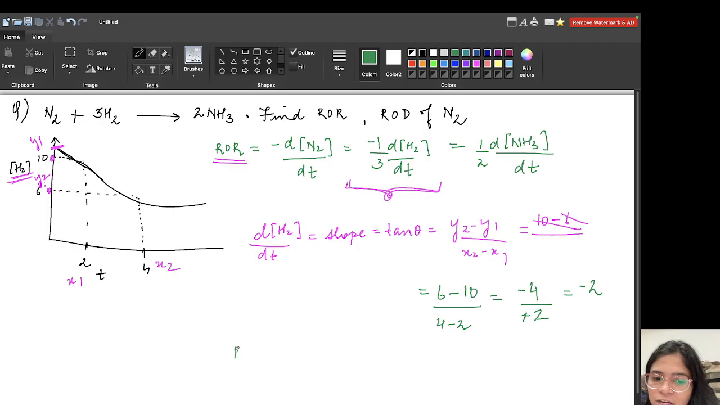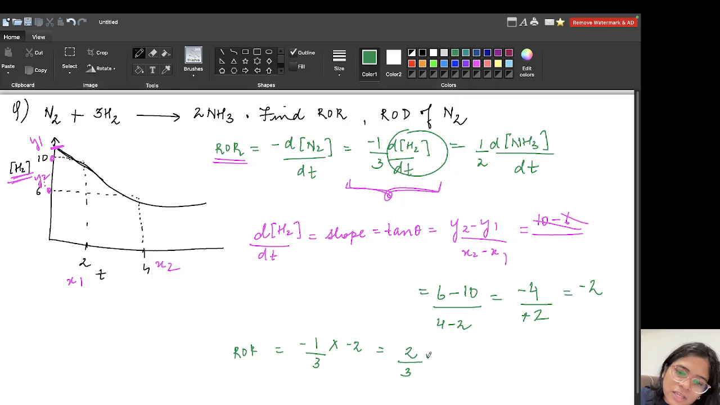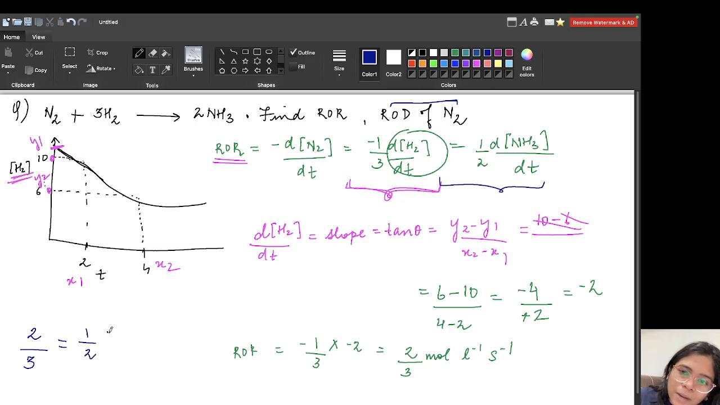Now how do you find the rate of reaction? Just substitute this value here. So this one will be minus 1 by 3 into minus 2, which will be equal to, minus minus becomes plus, 2 by 3 moles per liter per second. This is how you write the rate of reaction. Now what have they told us to find? We need to find the rate of disappearance. Just equate these both. So 2 by 3, which we found as the rate of reaction, will be equal to 1 by 2 dNH3 by dt.